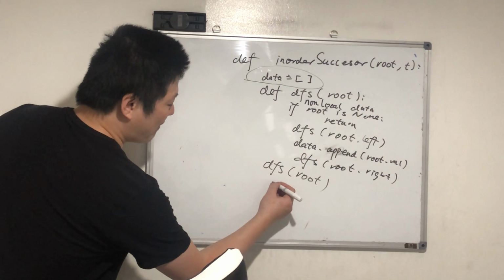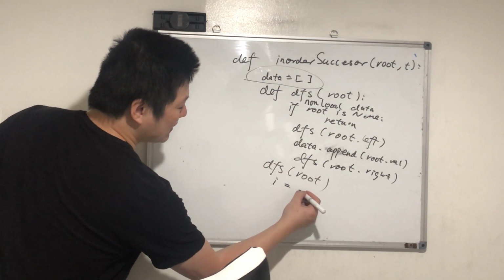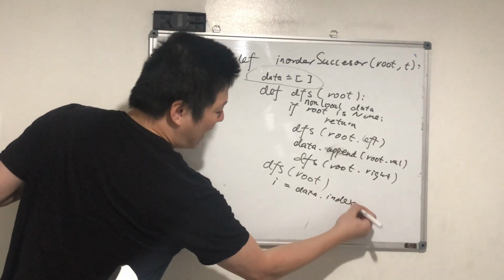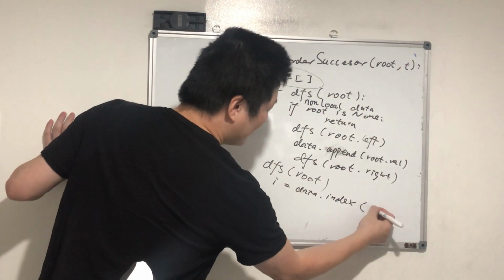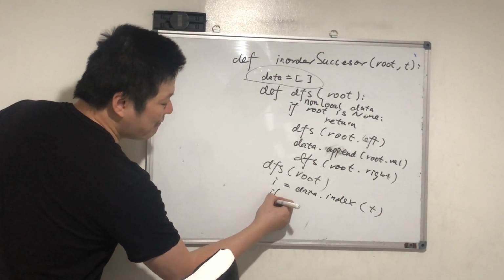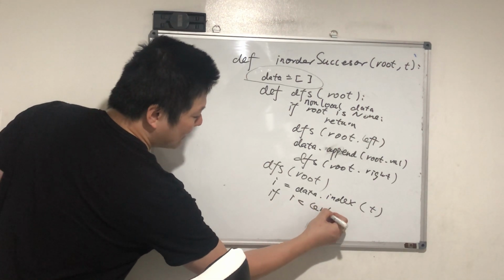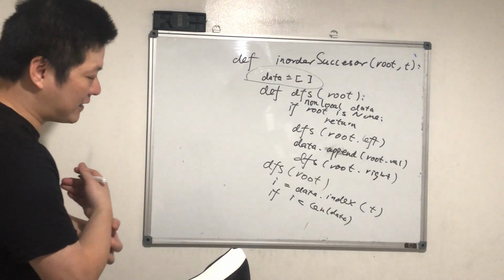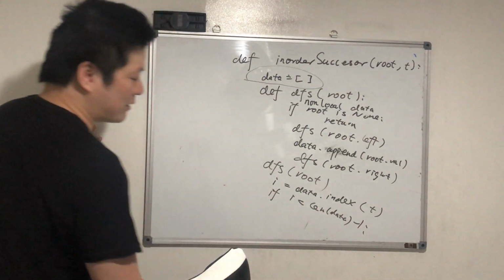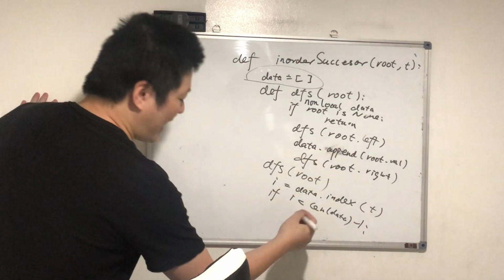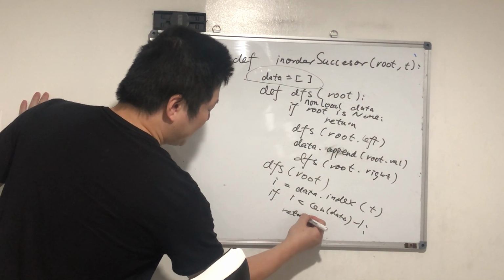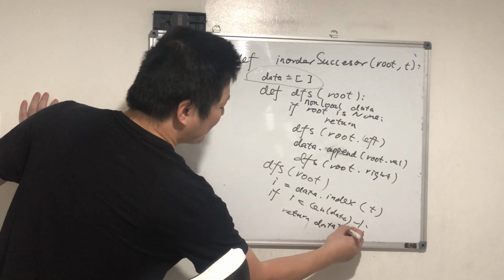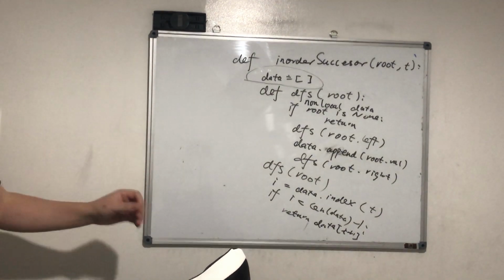And then look, I will have i equals data dot index, I find the index of the t, right? Then if i is smaller than length of data, yeah, i plus 1, because if it's not the last one, I can return data, I will return the i plus 1, right? Because this is the next one, yeah?